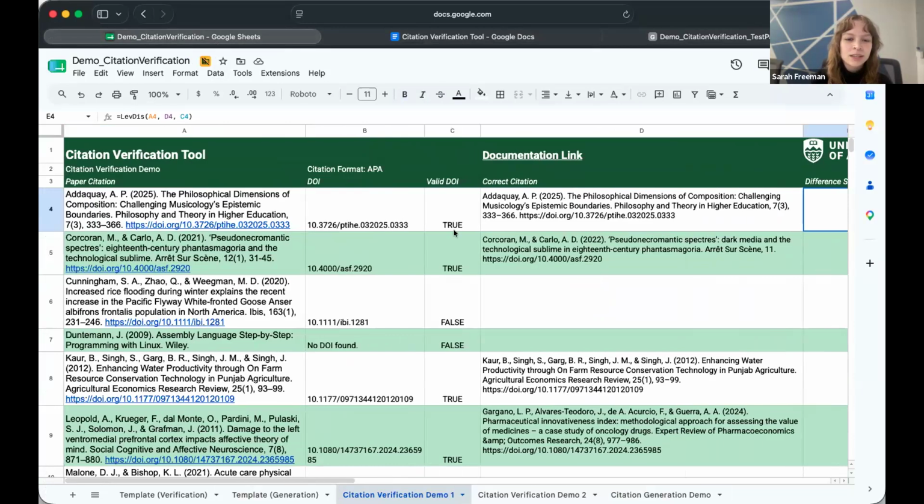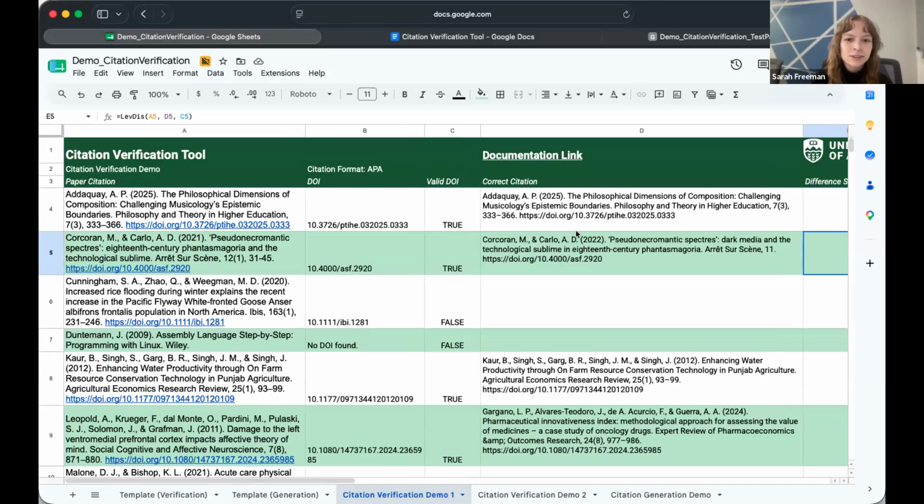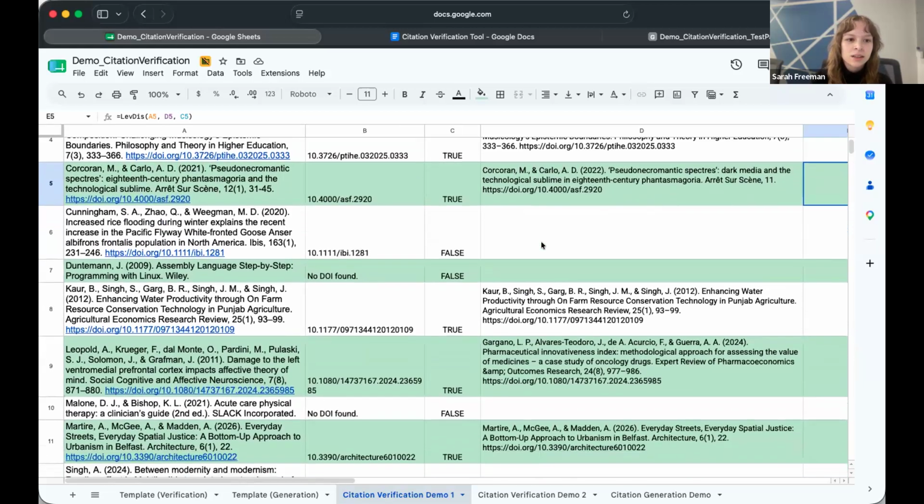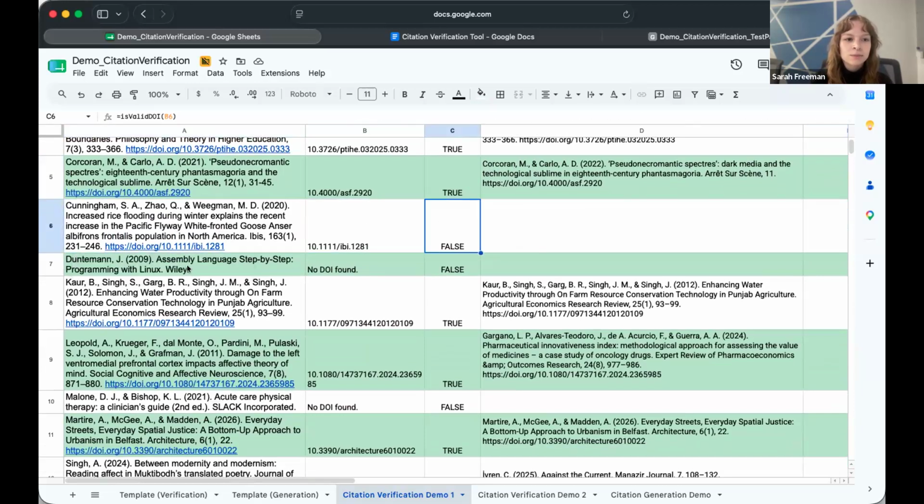This one here, the difference score is 74, so I'm going to take a closer look. I can see that the year there is different, the title is slightly different, the issue is slightly different. So even though this citation does seem to correspond to this article, I would want to take a closer look at that and probably advise the author to revise the citation here. This DOI in this article, we can see it doesn't work, so that would be an issue as well. This is a book, so it doesn't have a DOI, so the tool is going to say no DOI found, and that just means that that's not something that's within the scope of this tool that this tool can check.